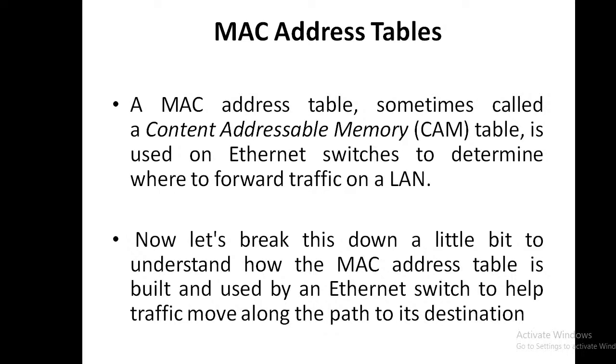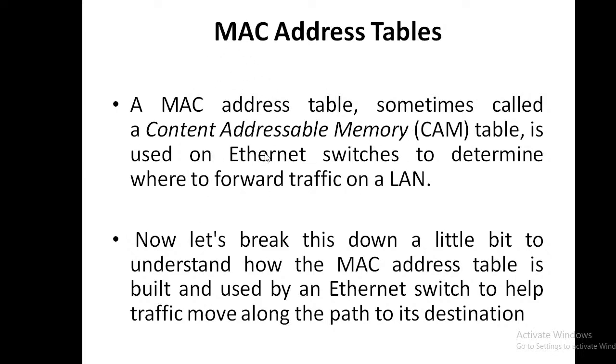This MAC address table, sometimes called a content addressable memory or CAM table, is used in Ethernet switches to determine where to forward the traffic on a LAN. It is not broadcasting, it is basically unicasting. I am repeating once again: in the case of a hub, previously you have seen that when the data packet moved from one device to the hub, it was automatically sent to all other devices connected to the hub.